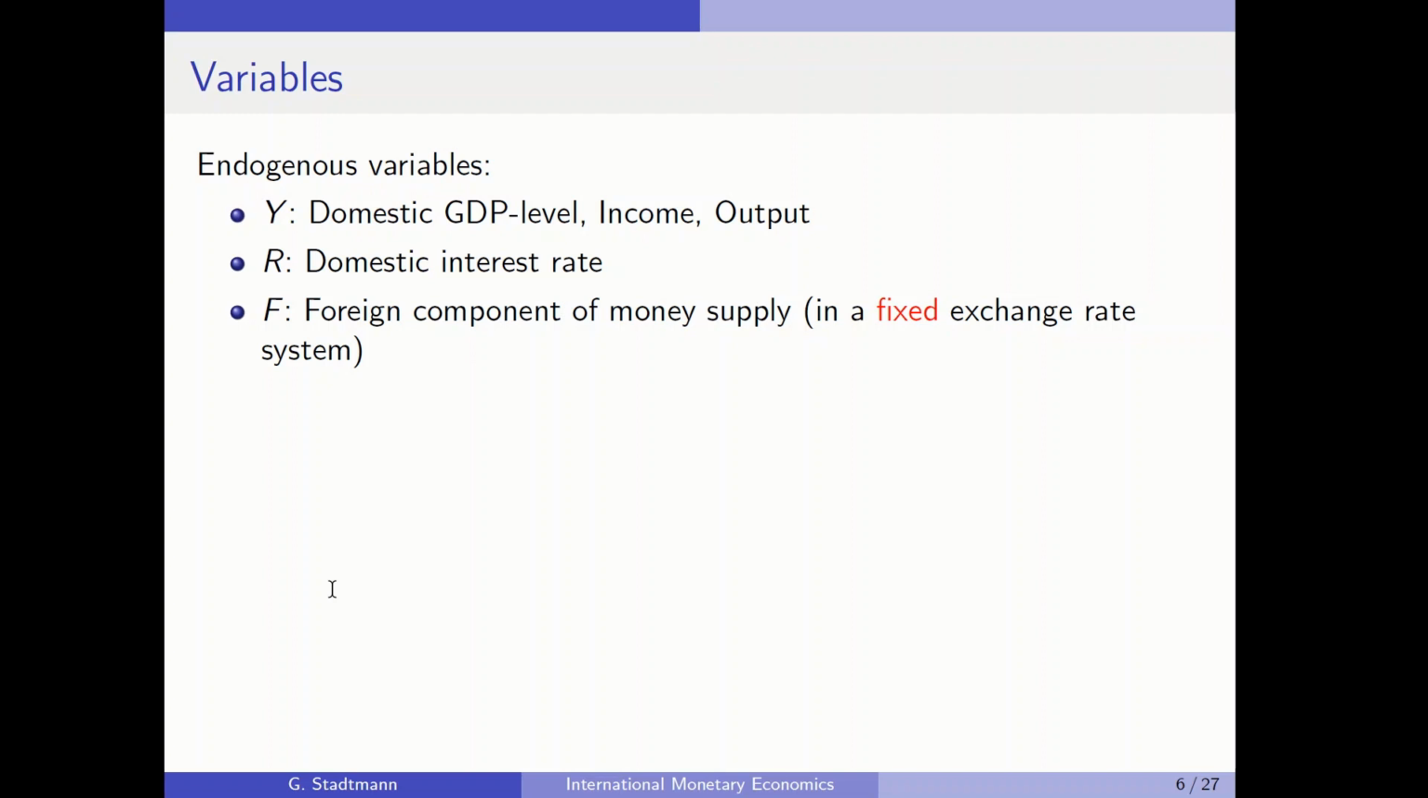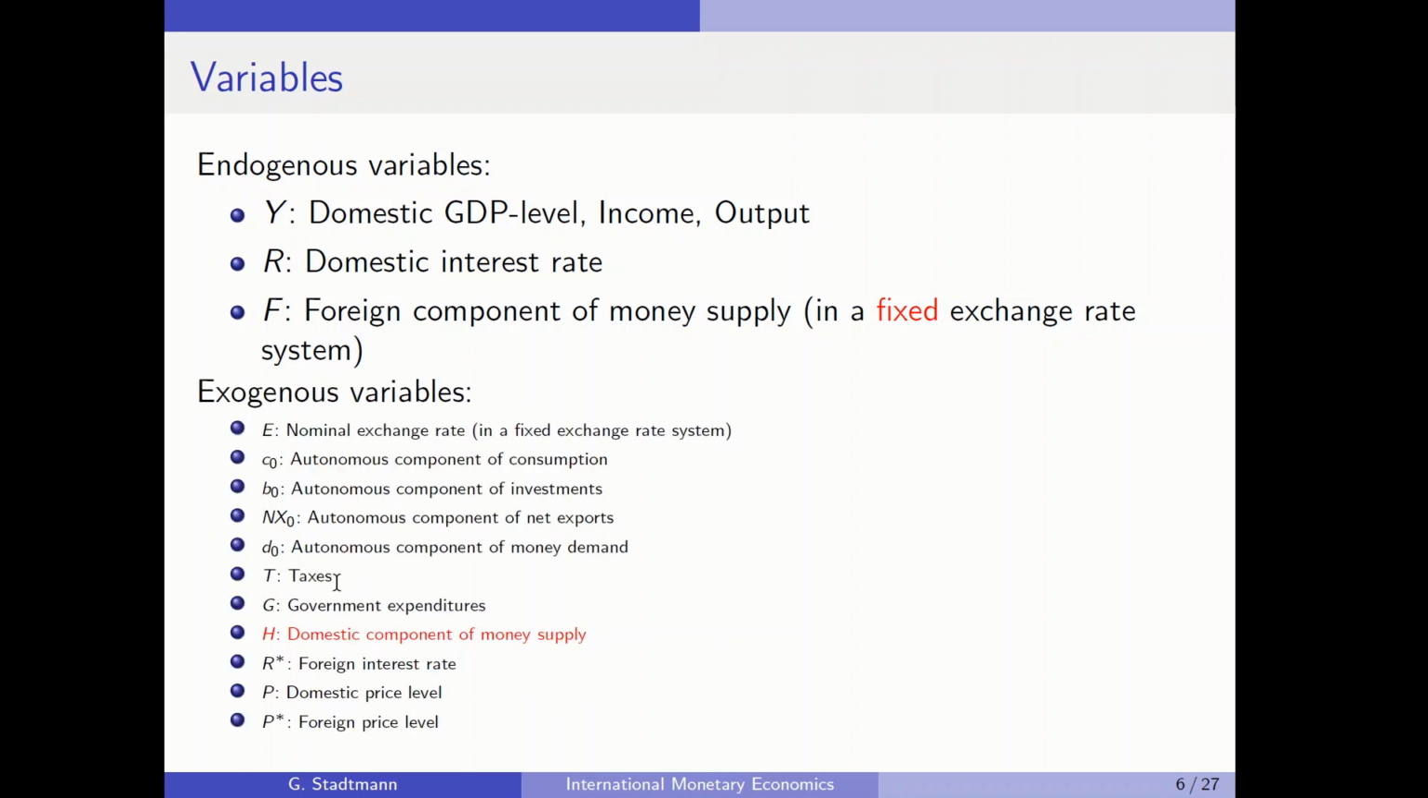With respect to the endogenous variables, the domestic GDP level is endogenous, the domestic interest rate is endogenous, and F, the foreign component of money supply, is an endogenous variable in a fixed exchange rate system. This is the case because the central bank has to intervene to defend the exchange rate in case there is appreciation or depreciation pressure.